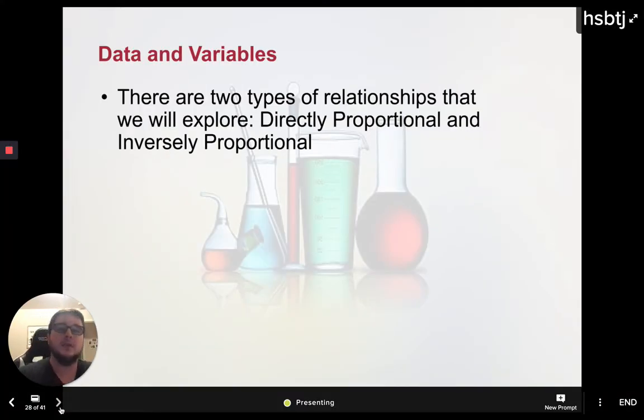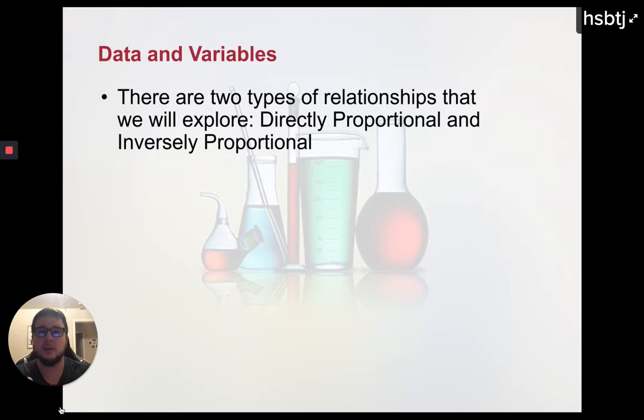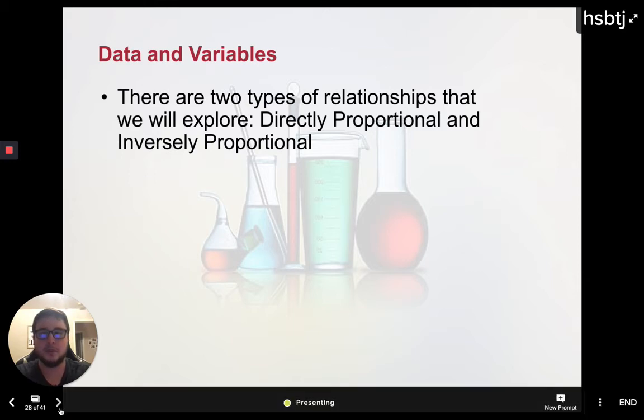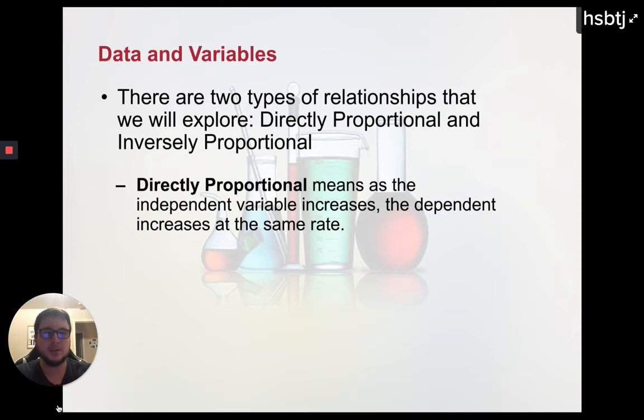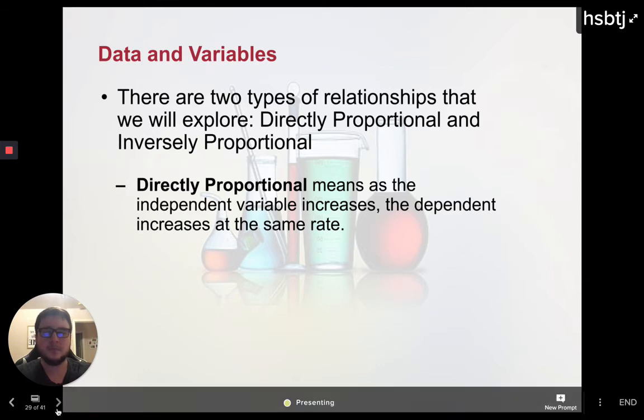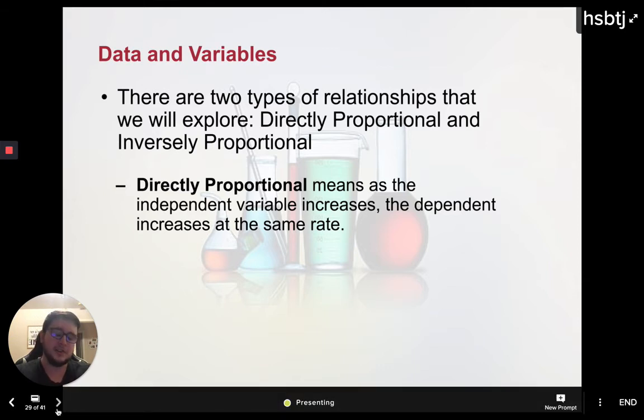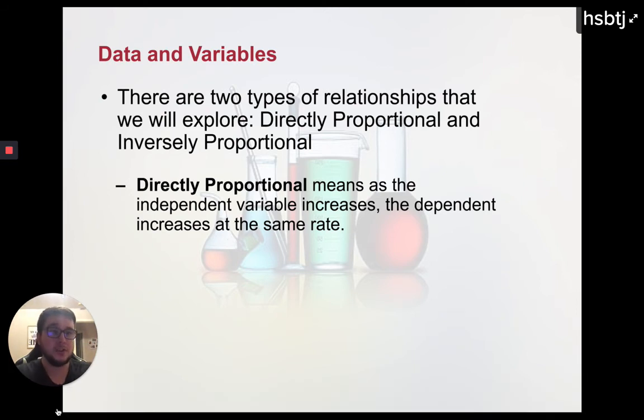Alright, so there are two types of relationships that we're going to look at between variables, and those are directly proportional and inversely proportional. Directly proportional means that as the independent variable increases, the dependent variable also increases at the same rate. An example of that might be, if you work more hours, then you're going to earn more money.